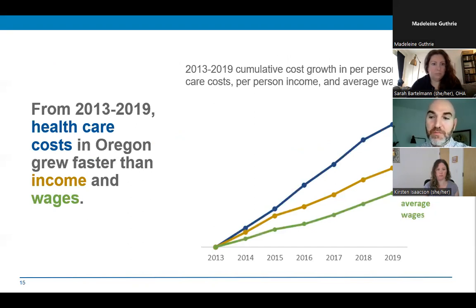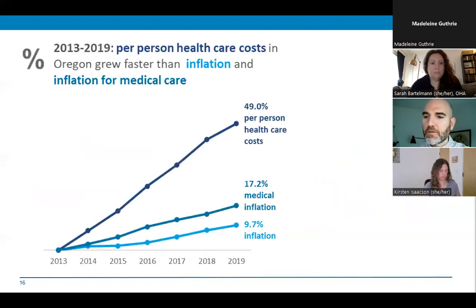Okay, so let's do some different comparisons. Same time period, 2013 to 2019. The blue line here is cumulative total per person healthcare costs, all markets combined. So Medicare, Medicaid, and commercial are wrapped up in that. The yellowish mustardy color, 31.5% cumulative growth indexed on 2013, is per person income in the state. And compared to the green line, 21.5% average wages. So clearly healthcare costs per person are growing much faster than per person income as well as average wages in the state. Let's go to the next slide.